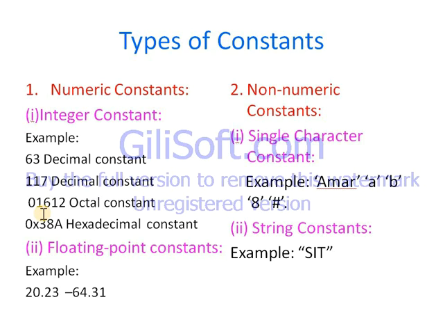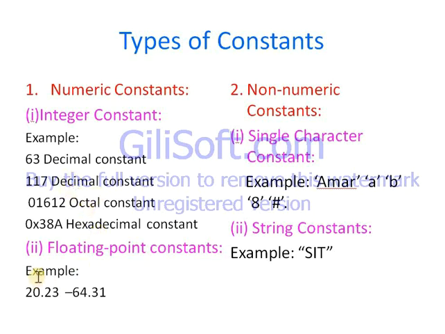In hexadecimal numbers, hexadecimal constants are represented by, or preceded by, 0x. Hexadecimal numbers always start with 0x. This is an example of a hexadecimal integer constant. The integer constant is again divided into three types because integer numbers can be represented in three different ways in mathematics: decimal, octal and hexadecimal.